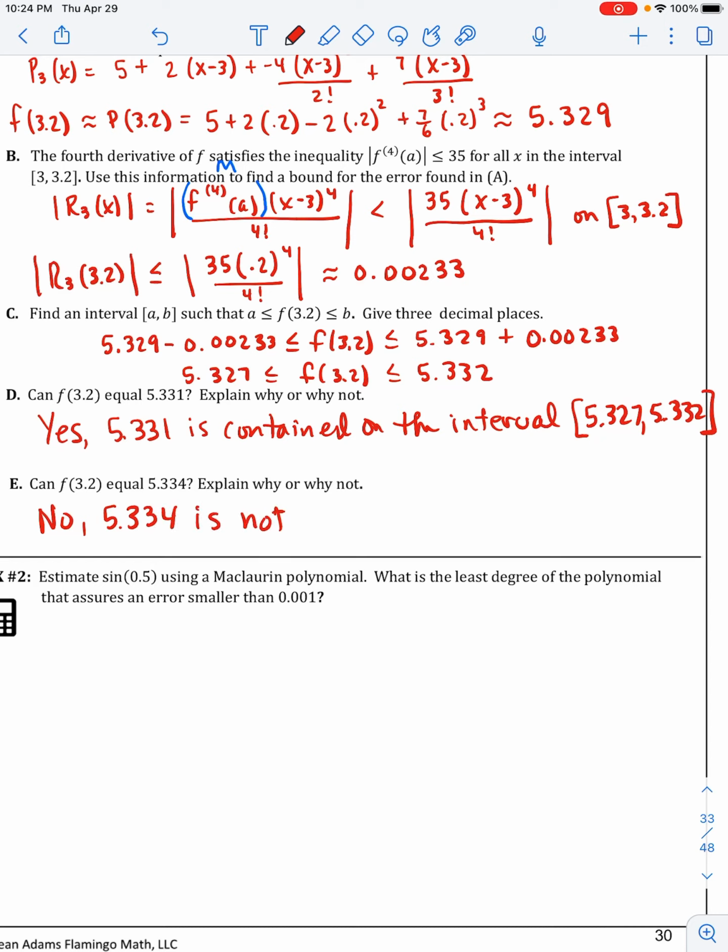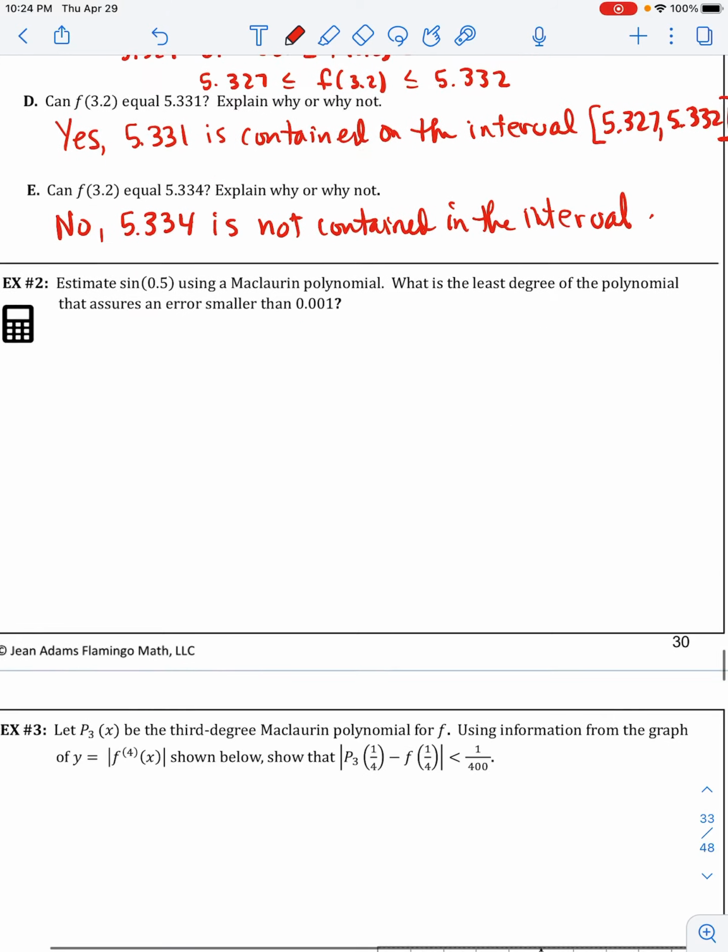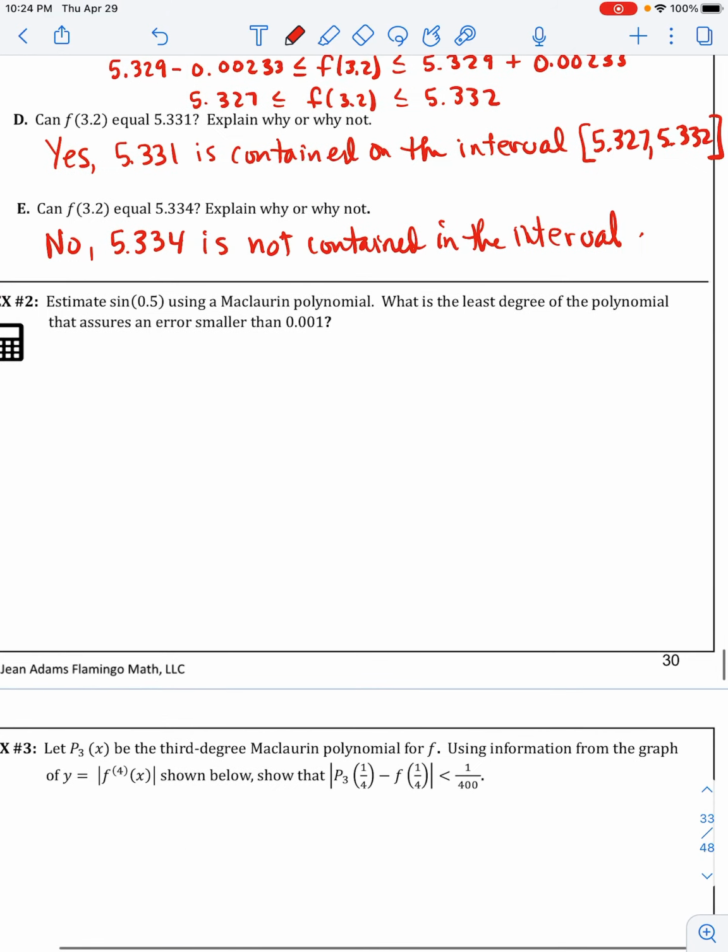Can f of 3.2 equal 5.334? And the answer to that would be no. 5.334 is not contained in the interval.